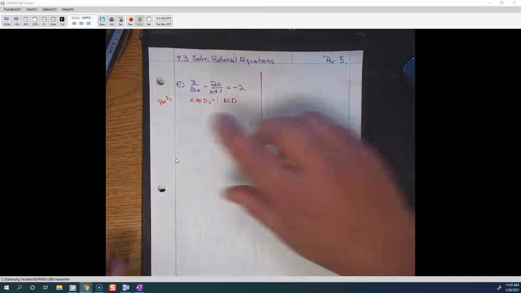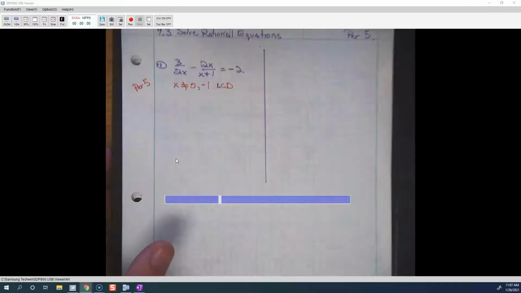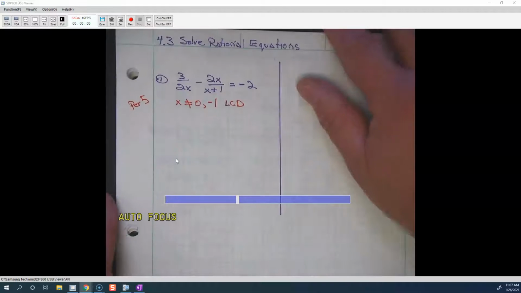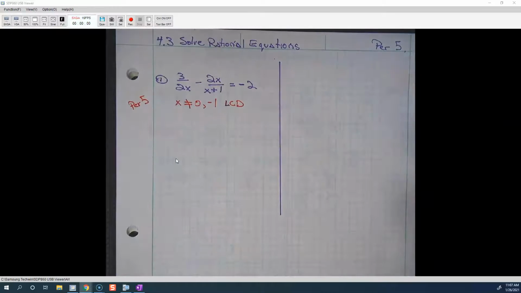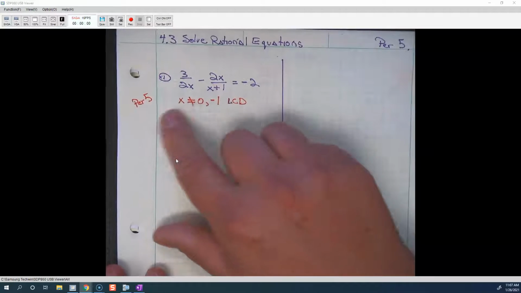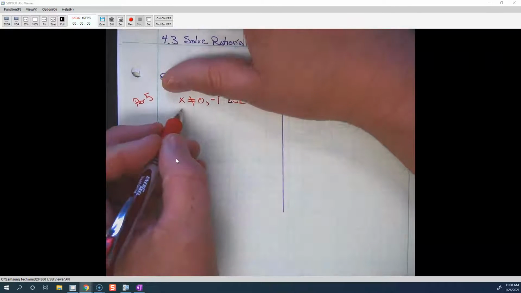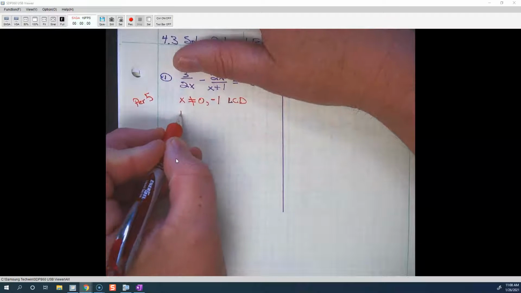Okay, so now to solve this, what we do is we have to find the least common denominator. And really, that's the toughest thing to be able to find. So to find the LCD, you're going to take these denominators, and if any of them can be factored, you're going to factor them.